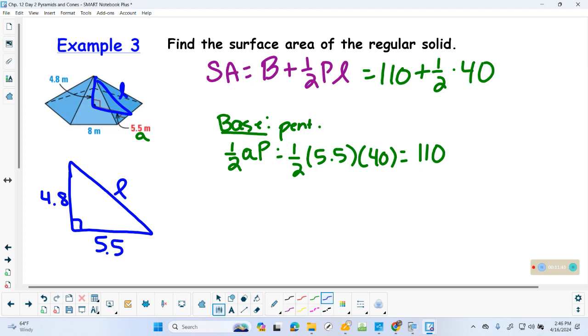2 sides out of 3, once again, not a shock, Pythagorean theorem, here it comes. So I'm going to do 5.5 squared plus 4.8 squared equals the hypotenuse squared. All right, you definitely need a calculator for that. This is not a nice one. Punch that in, see if you can get the slant height. See what you get.